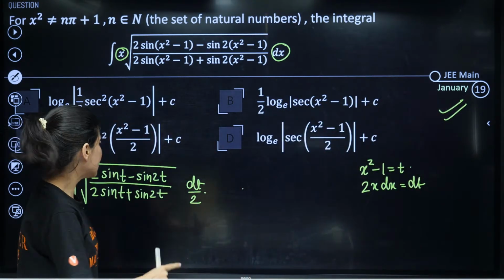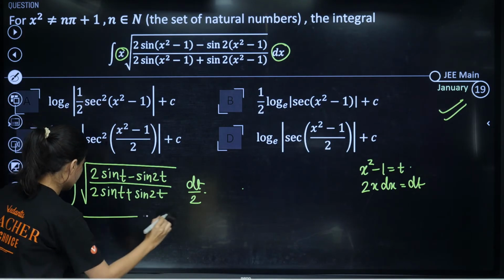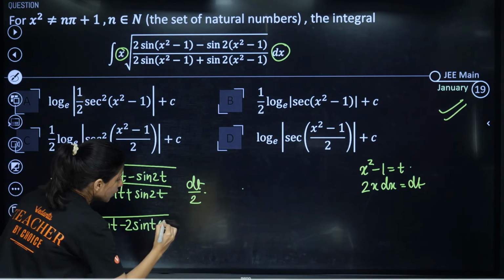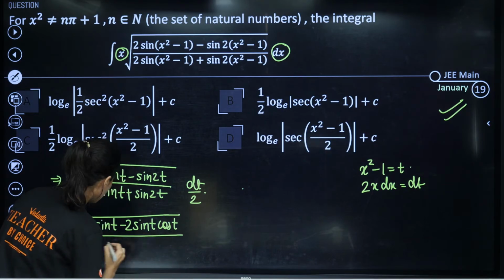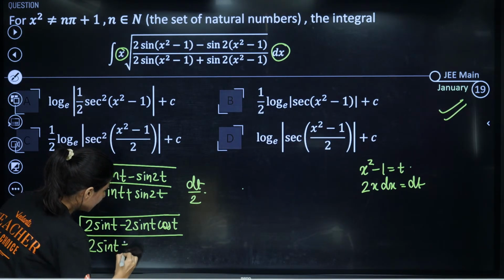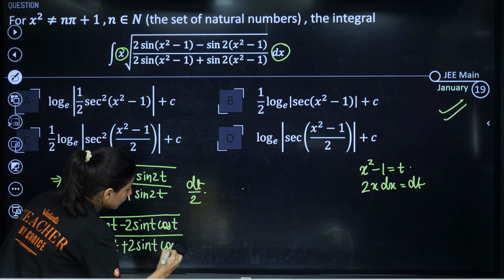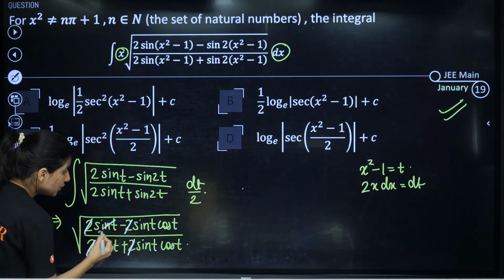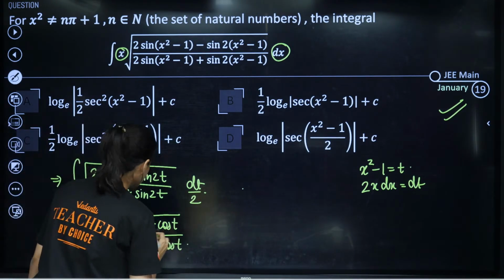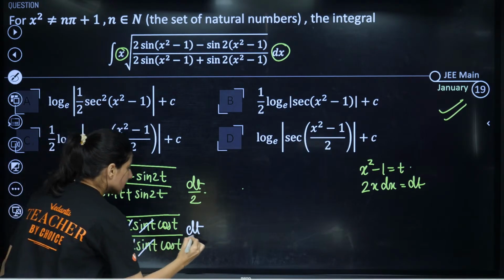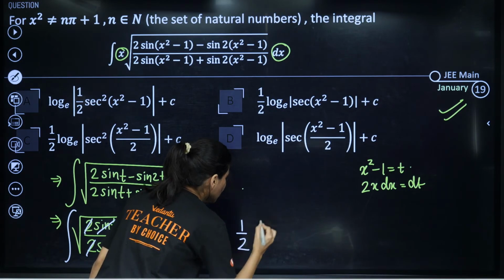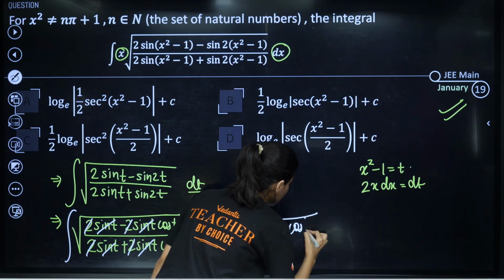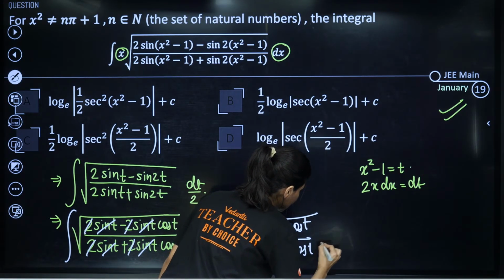Now, sine 2t I can expand. So 2 sine t minus 2 sine t cos t, whole upon 2 sine t plus 2 sine t cos t. So just tell me, 2 is getting cancelled out? Yes, ma'am. Sine t is also getting cancelled out? Yes, ma'am. And this is dt by 2. So this is actually becoming 1 by 2 integral of 1 minus cos t upon 1 plus cos t dt.